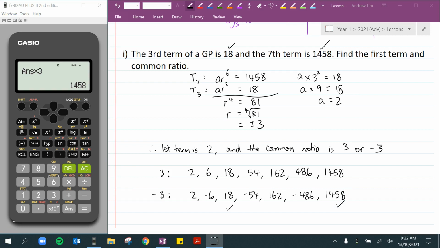Okay, so that's it for this lesson. I hope you know how to explain what a GP is now, recognize and use the recursive definition of a GP, use the formula to find the nth term of a GP, and solve various GP-related problems.